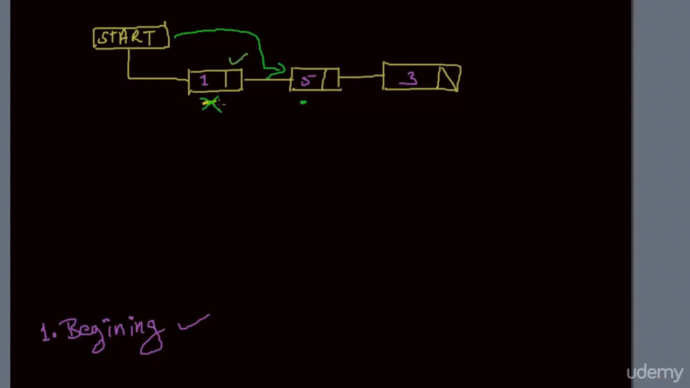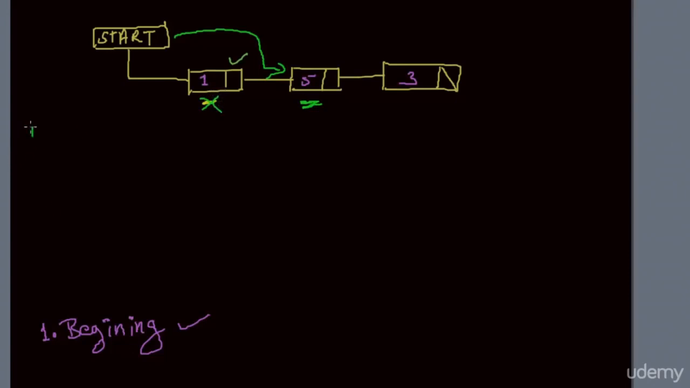Start is pointing to the first node. We don't want that. We want start to point to the second node, and later we want to delete the first node. Very simple. Now in order to do this, what do we need to do? We need first the address of the second node, because we want start to point to the second node. And the second thing we want to do is to delete the first node. And in order to delete the first node, we would require the address of the first node. So how can we achieve this?